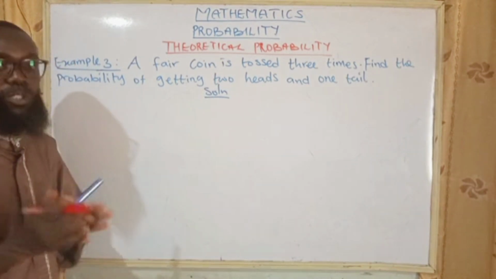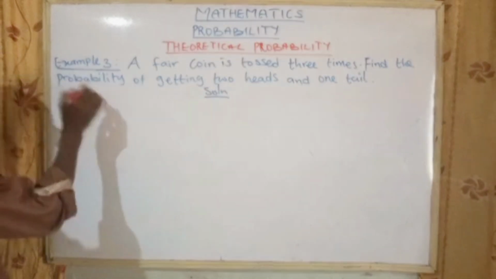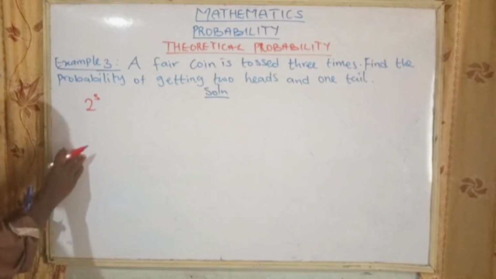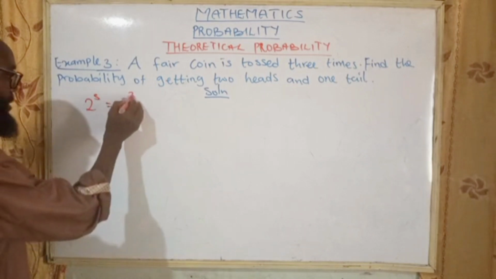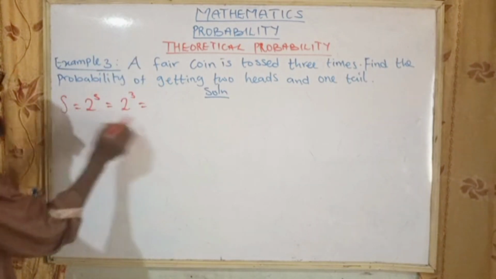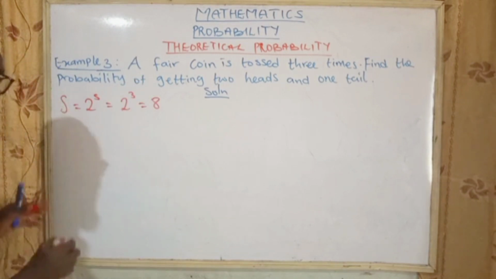So how many sample spaces are we going to have? Since they have 2 faces, let me say 2, and it was tossed 3 times, 2 raised to the power of the number of tosses gives the number of sample spaces. That is 2 raised to the power 3. So the total number of sample space should be equal to 8. 2 in 3 places. Now let's look at it this way.